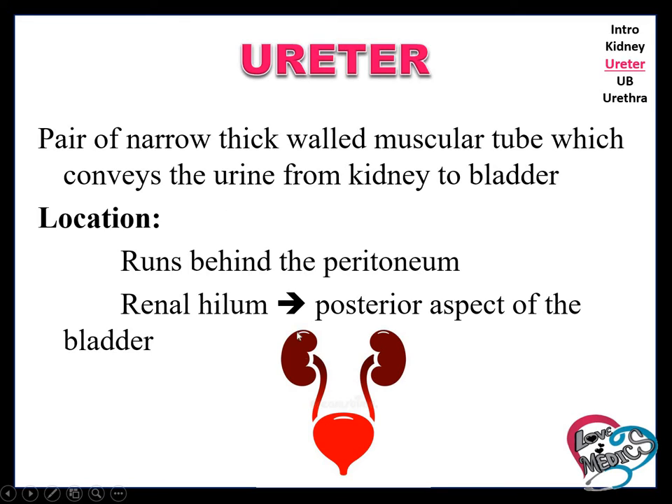Ureter. It is a pair of narrow, thick-walled muscular tubes which convey the urine from the kidney to the bladder. The location of the ureter: it is located behind the peritoneum. This ureter also is not covered by peritoneum, and it starts from the renal hilum to the posterior aspect of the bladder.